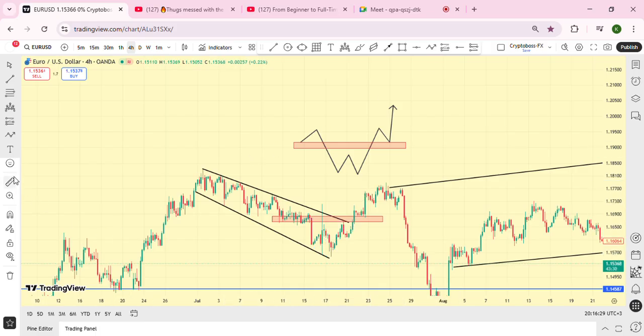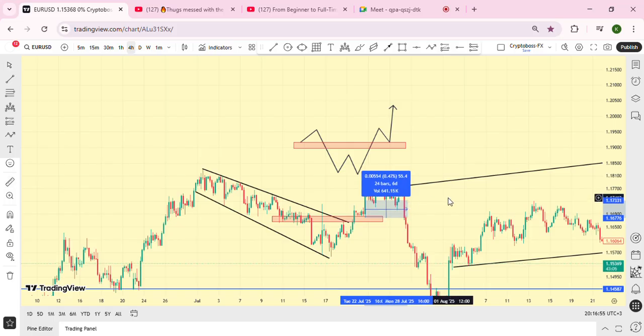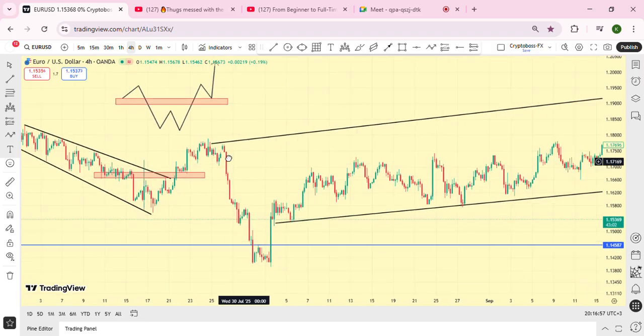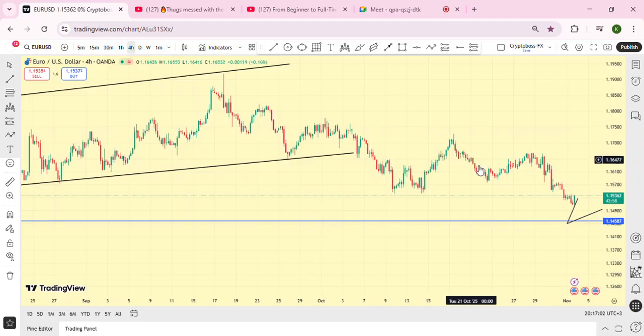Like this one, let's see how many days did this one take. So let's say for this one you can see it took 2 days 8 hours. This move, 2 days 8 hours. Let's look at this one. How long has this one taken?